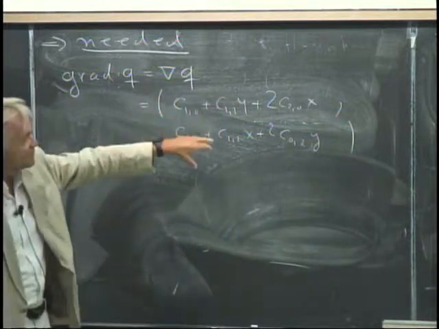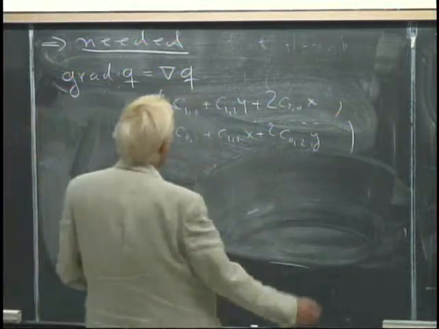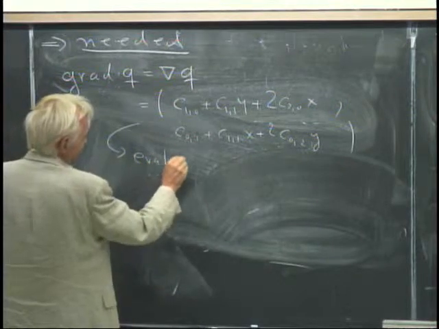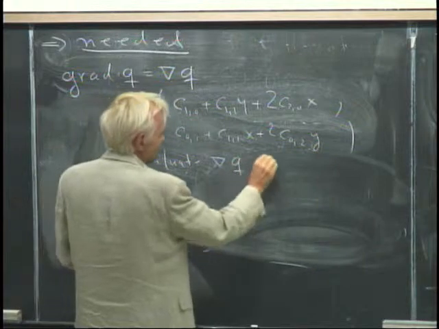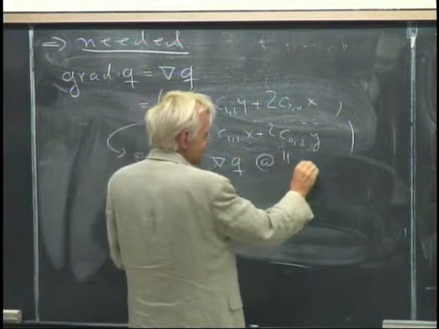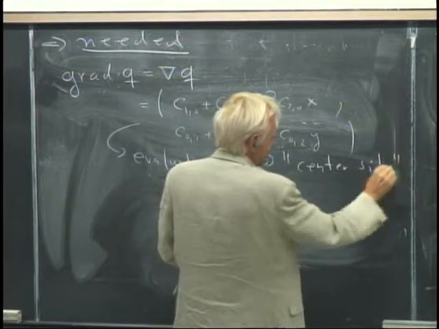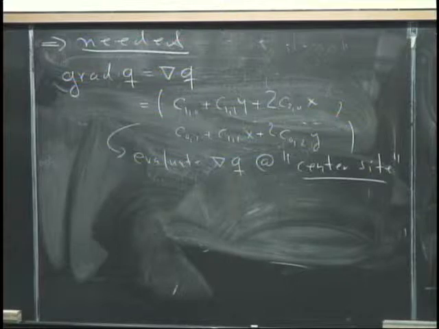And we don't need it everywhere. We need to evaluate this at the center point, right? And then we evaluate grad q at the center site, where the center site is the vertex in the middle here, for which we need the gradient estimate.